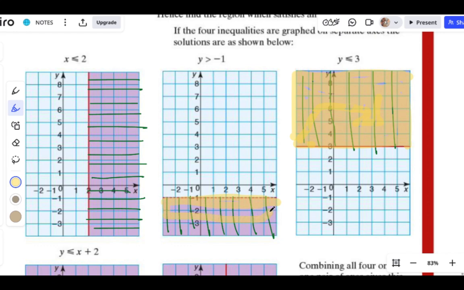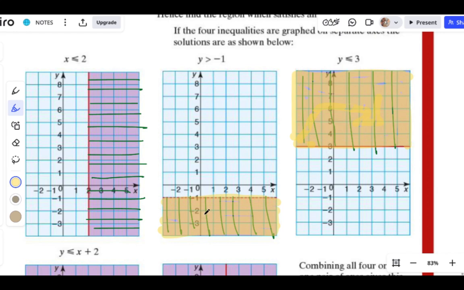Okay. So there are 3 rules. When do we draw a solid line? It's only when it's lesser than or equal to, or when it's greater than or equal to, that you draw a solid line. That's the first thing you take away from this class today.